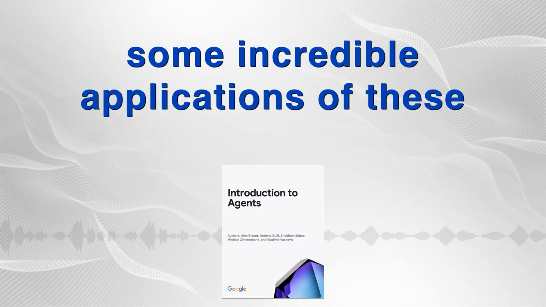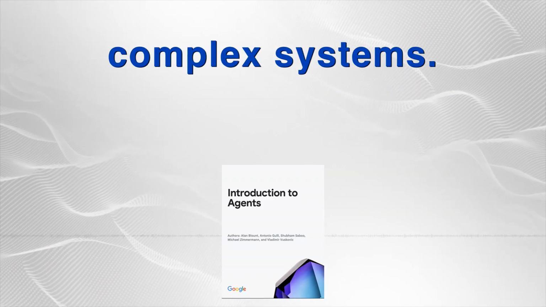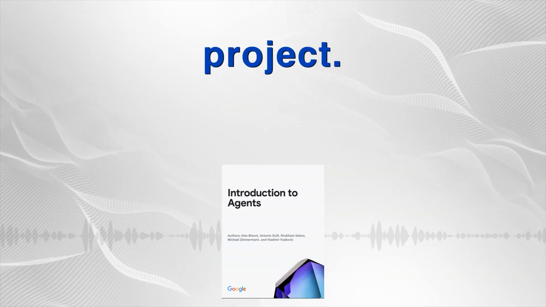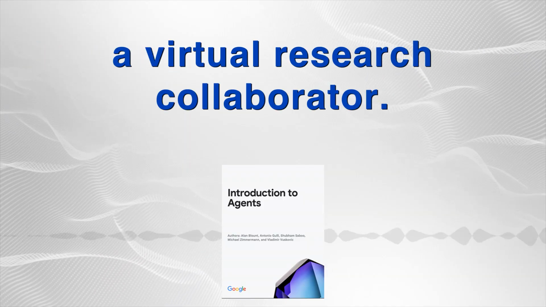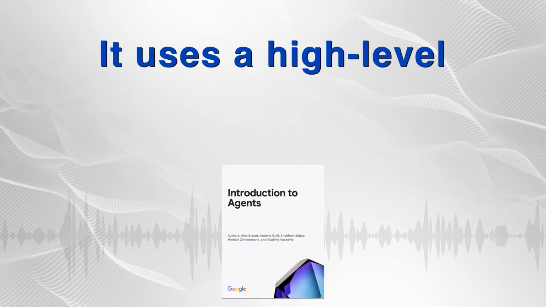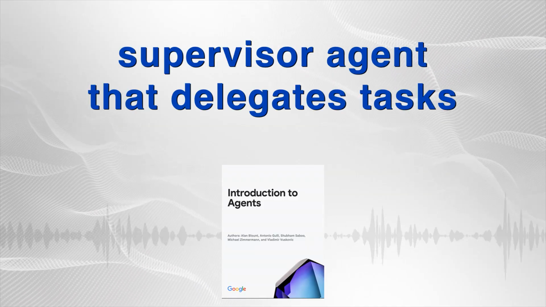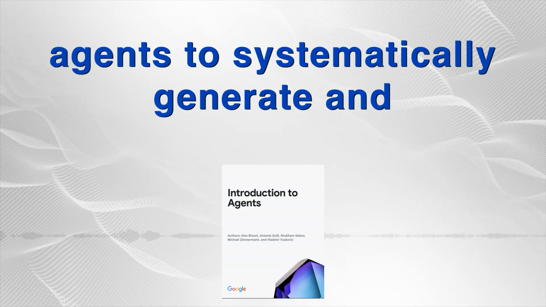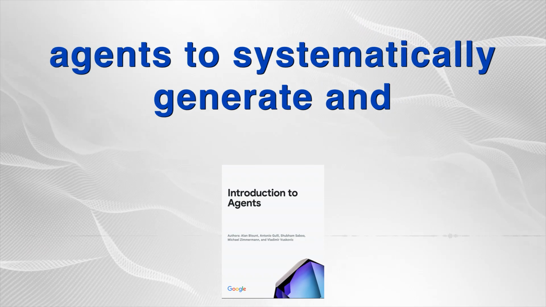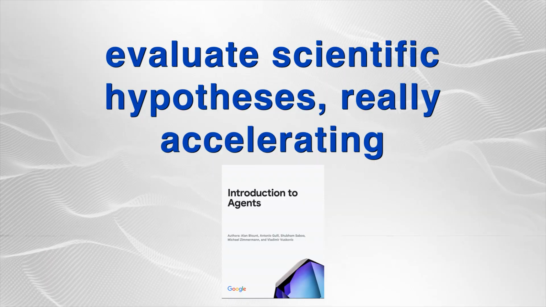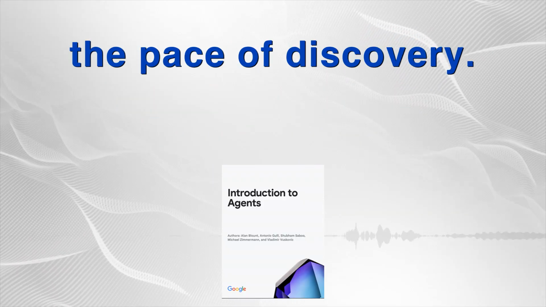And we are already seeing some incredible applications of these complex systems. Take the Google Co-Scientist project. It's designed to function as a virtual research collaborator. It uses a high-level supervisor agent that delegates tasks to an ecosystem of specialized agents to systematically generate and evaluate scientific hypotheses, really accelerating the pace of discovery.